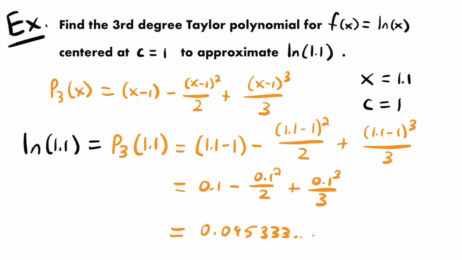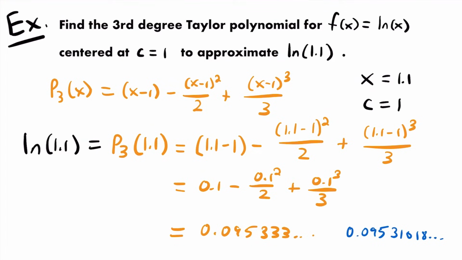All right, and now just for comparison, you can plug the natural log of 1.1 into your calculator and see that the actual value is 0.0953118 and some more decimals. And so you can see that the third degree Taylor polynomial gives us an approximation that's pretty close to the actual value, at least to 4 decimal places, right? 0.0953 matches up with 0.0953.